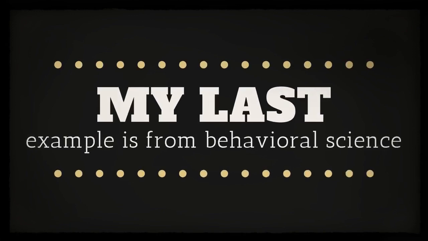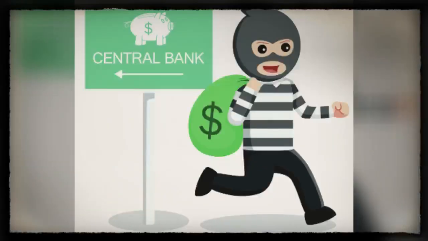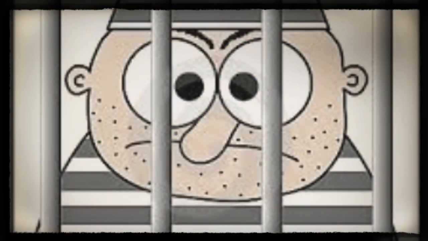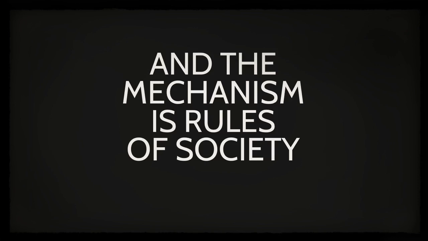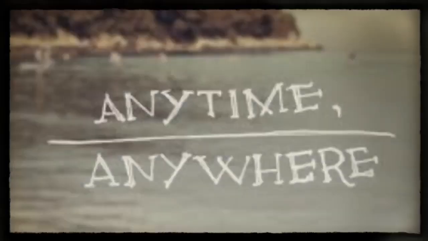My last example will be from behavioral science. The cause is you rob a bank, which is not good. And the effect is you will go to jail, which is also not good. And the mechanism is rules of society. You gotta follow the rules.